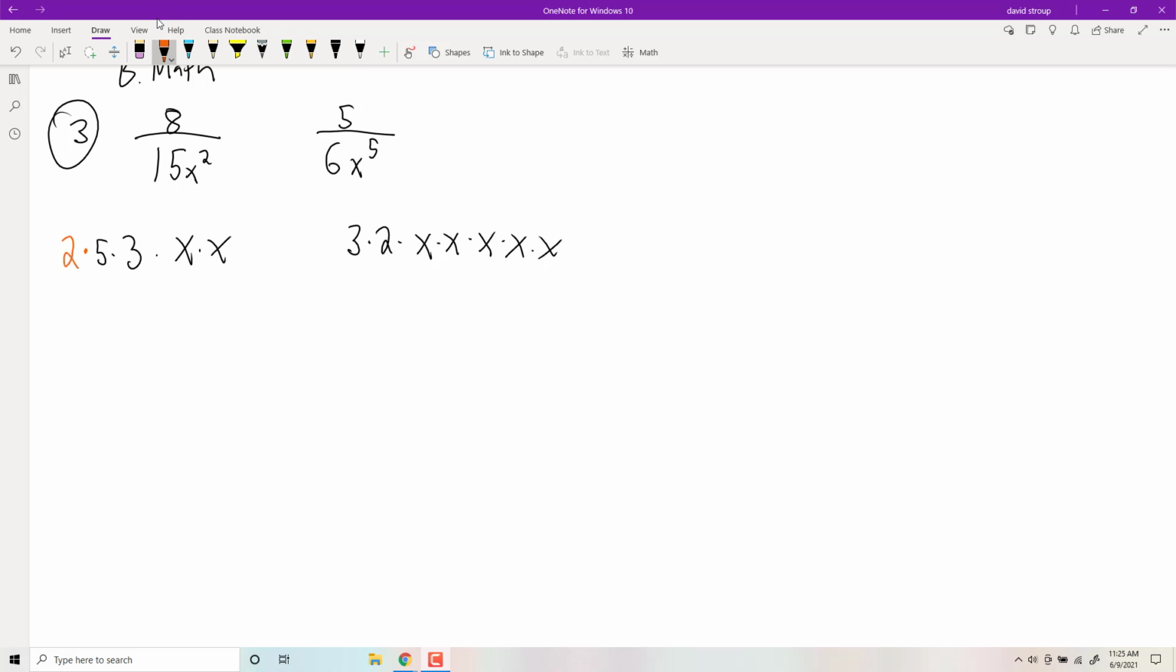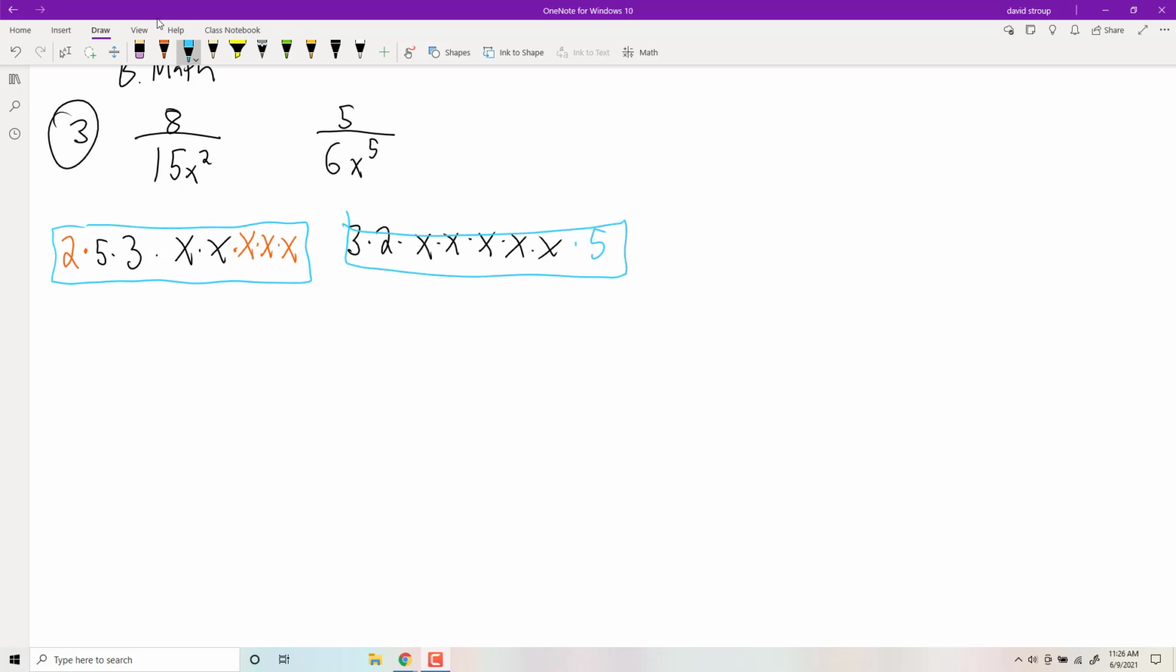So the guy on the left is missing a 2, right? It needs a 2 because the guy on the right has a 2, and it also needs a couple more x's. So I'm going to multiply in some more x's. The guy on the right then is missing, well, it's only missing a 5, right? So I need to multiply in a 5. Okay? And now I have built the LCD.